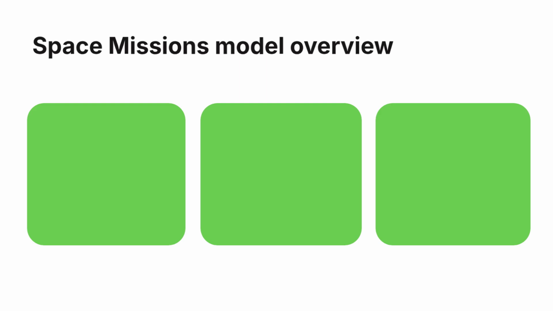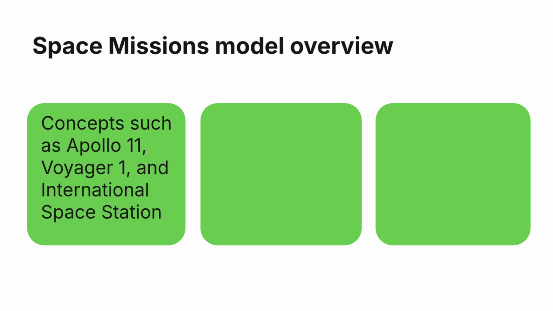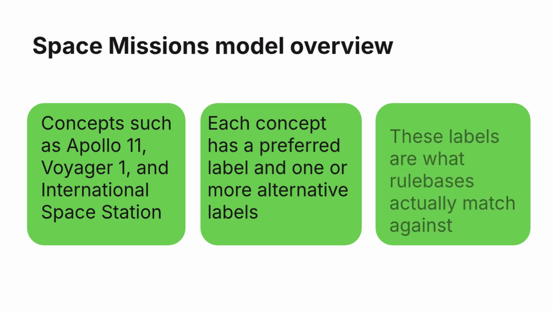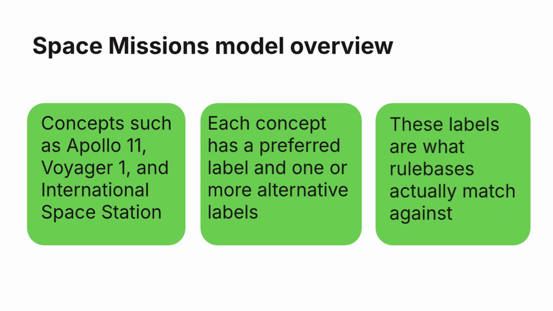Let's look at our space missions model. It includes concepts such as Apollo 11, Voyager 1, and International Space Station. Each concept has a preferred label and one or more alternative labels which reflect how those missions appear as real content. These labels are what rule bases actually match against.